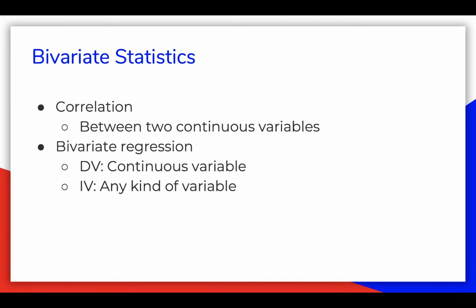So bivariate regression allows a dependent variable, it must be continuous, and an independent variable. And the independent variable can be any kind of variable. It can be a nominal variable, it can be an ordinal variable, and it can be a continuous variable. So bivariate regression is one of our most flexible tools. Bivariate regression also allows us to get into more causal language because a lot of the work that we've been doing so far with chi-square tests, correlation, has more been about associations as opposed to causality. So bivariate regression really allows us to get into more causal language.